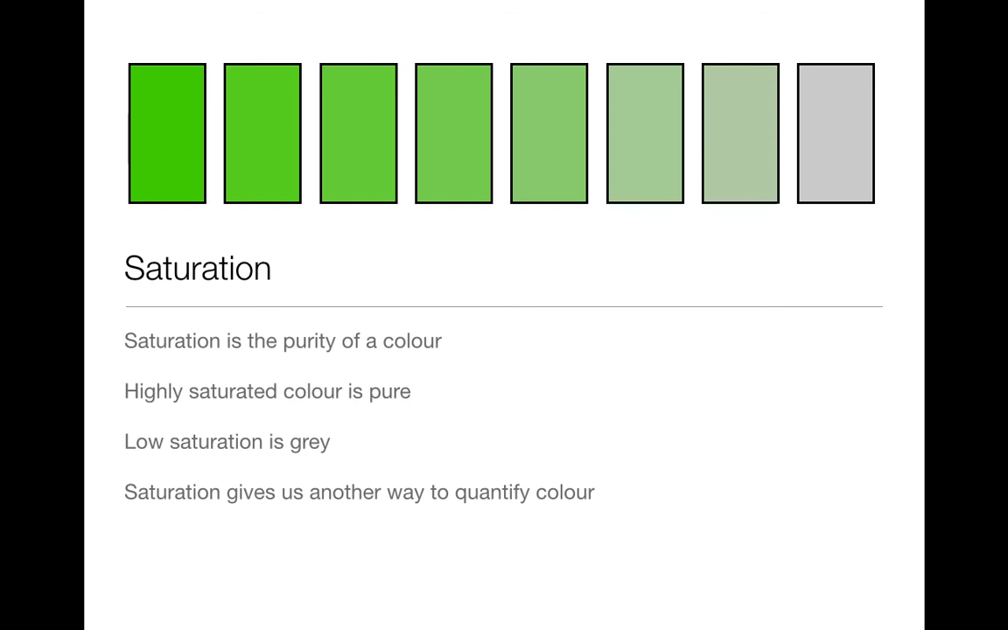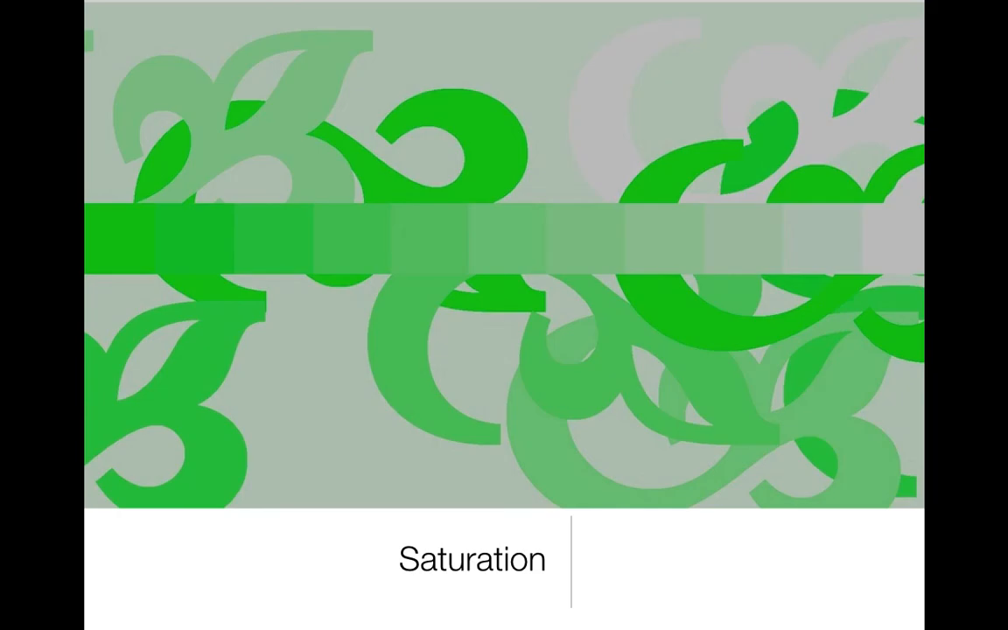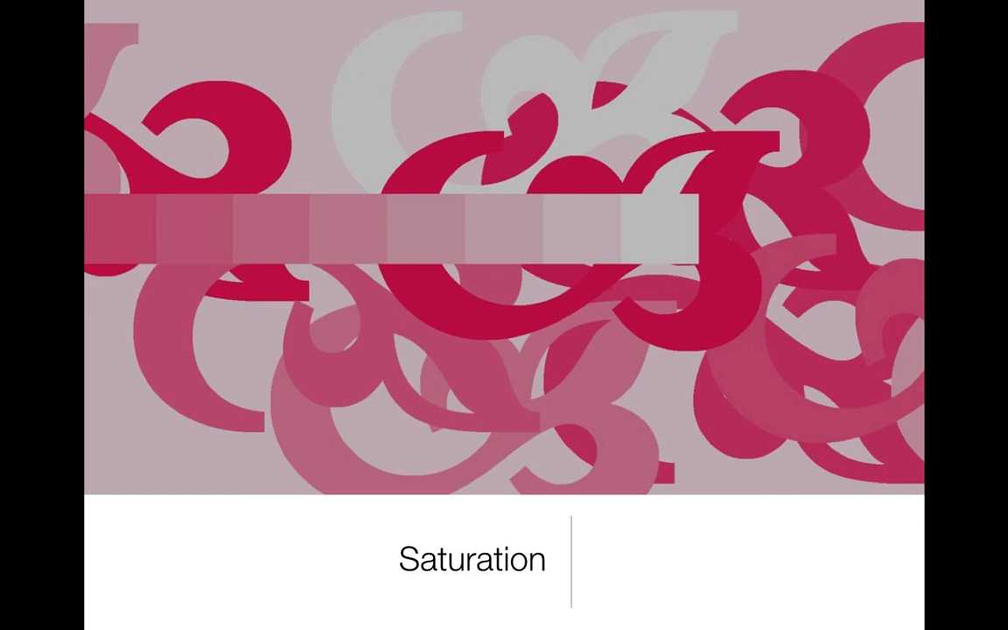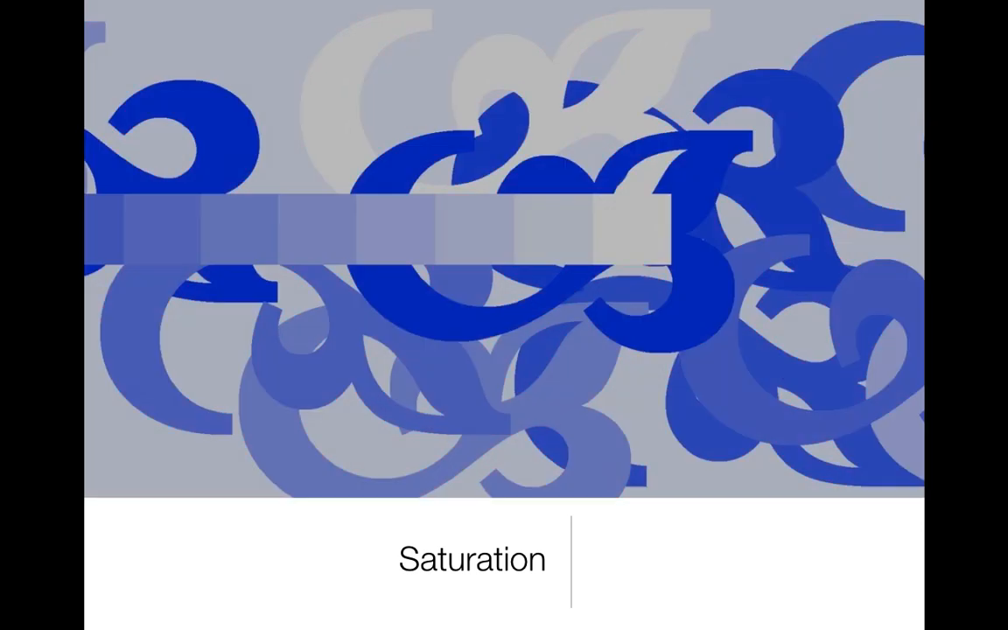So here I've kept everything the same and just modified the saturation. These all have different levels of saturation. These all have different levels of saturation. All these different blues have different levels of saturation. But hue and saturation don't tell the full story. All these yellows here actually have the same hue and saturation. There's one more thing going on, and that's the brightness.